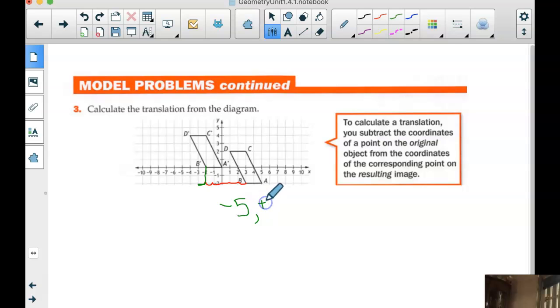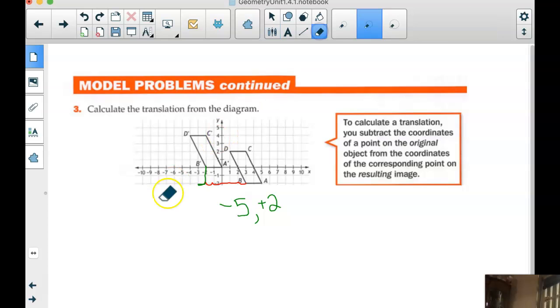And I'm going to erase my little boo-boo. Shows you everybody makes boo-boos. And that's such an awesome way to learn, by the way, making mistakes. So to get from B to B prime, we had to subtract 5 from the X coordinate, add 2 to the Y. Okay, and you're going to see that time and time again. I'm going to end this for now and start a new video in a couple of minutes.